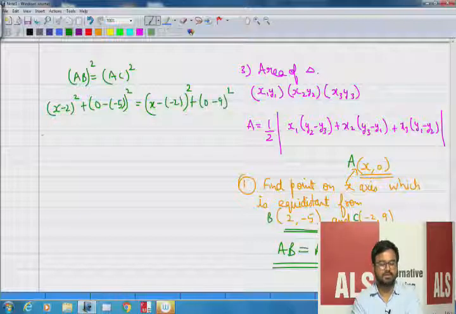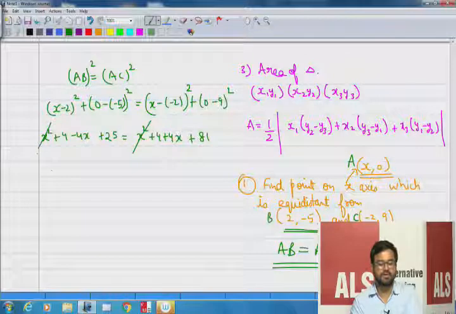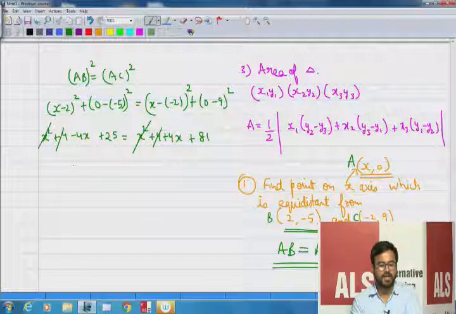So this is x minus 2 whole square, which is a square plus b square minus 2ab. This is 5 whole square, which is 25. This is x plus 2 whole square, so a square plus b square plus 2ab, plus minus 9 square, which is 81. This x square will get cancelled out from both the sides, and this plus 4 and plus 4 will also get cancelled out. And this will be like this: 25 minus 81 is equal to 4x, and this minus 4x will come on the right hand side, this will be plus 4x.